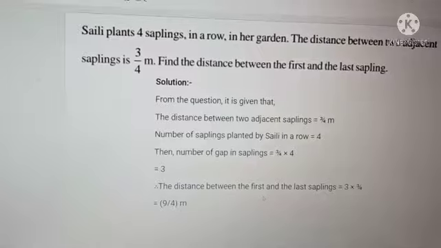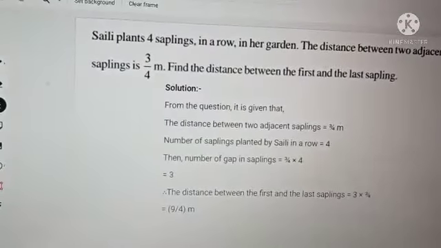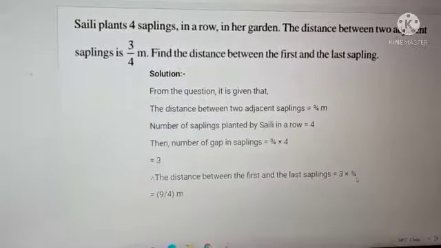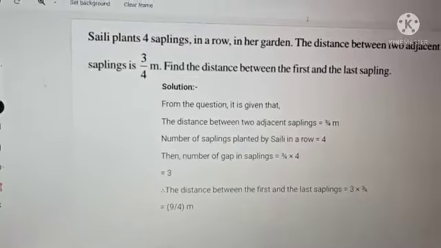Now, what is the distance between the first sapling and the last sapling? What will be the distance? The number of gaps are 3. The distance between the saplings is 3 by 4. So, we are multiplying 3 into 3 by 4. That is 9 by 4 meter.